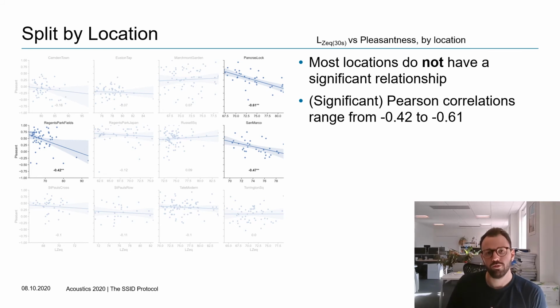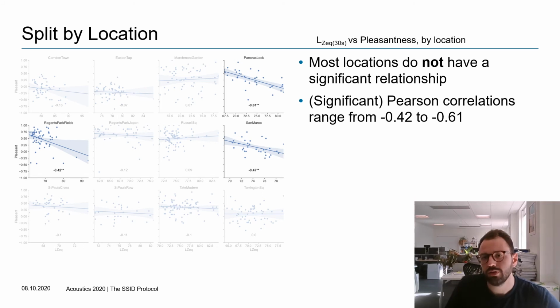And we've got this difference across locations. Only some locations show this relationship. And by splitting it out the way we have and having individual level information, we can start to look at the particular influence of the sound level on people's pleasantness ratings.